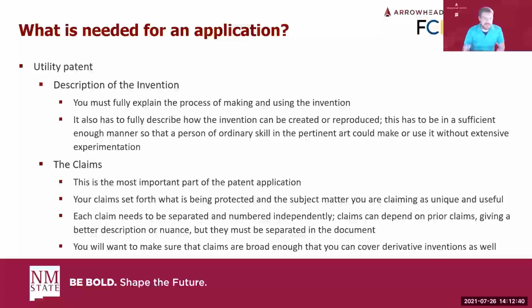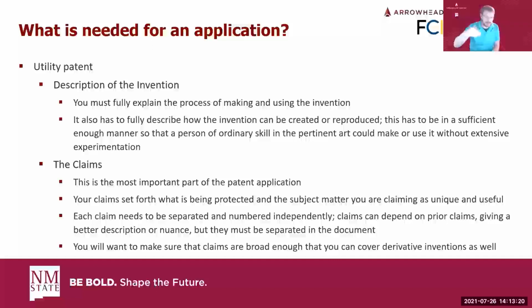Claims have to be separated and numbered independently. Claims can be dependent on prior claims within that application, providing some better description or nuance, but they have to be kind of bracketed on their own, because when the examiner goes through these, they're just going to go down that list and go, okay, claim 1 says this. Is this something that they can actually protect? Claim 2 says this. Is this something that seems valid? Claim 3 says this. Oh, well, no, somebody else has already claimed this. We're going to have to strike this claim.